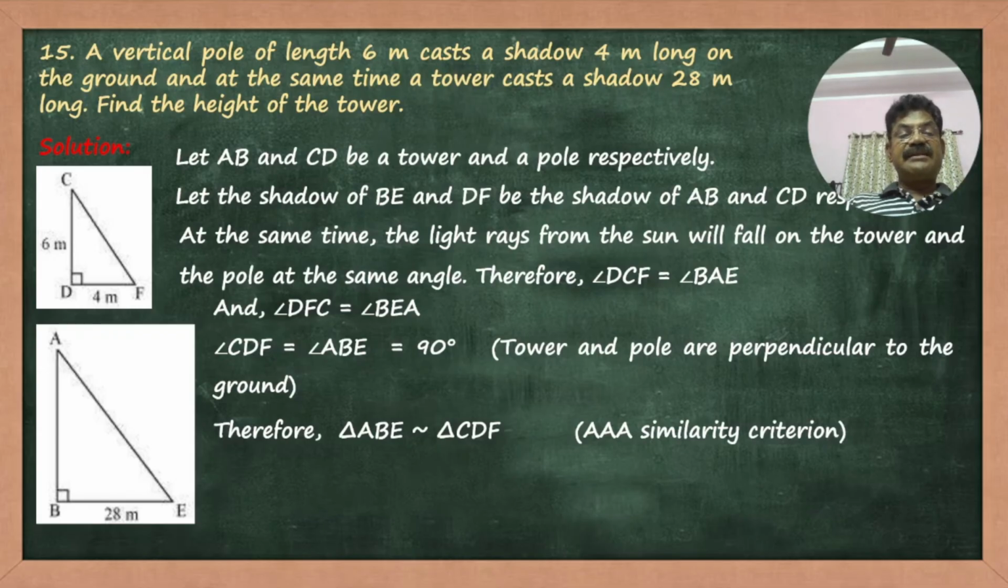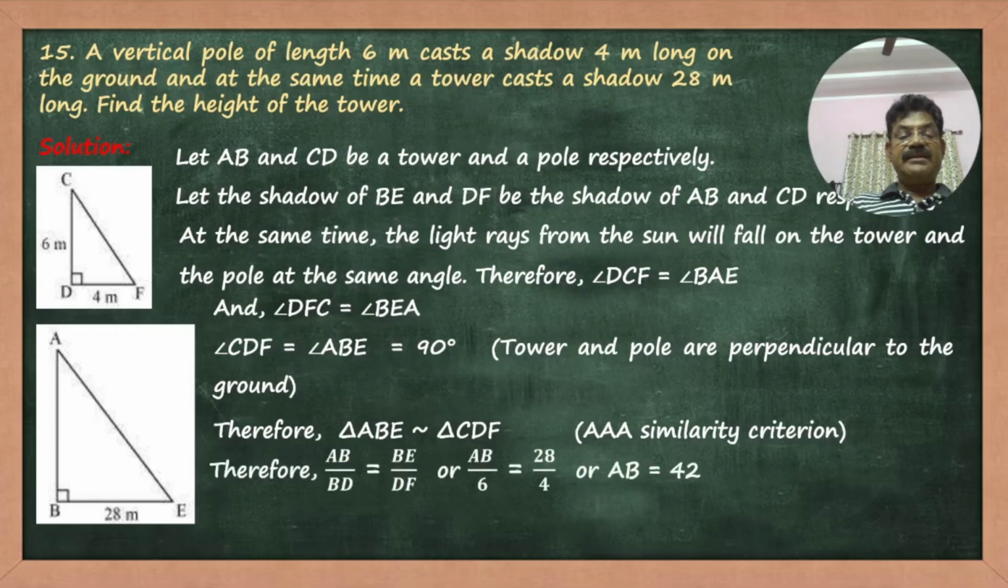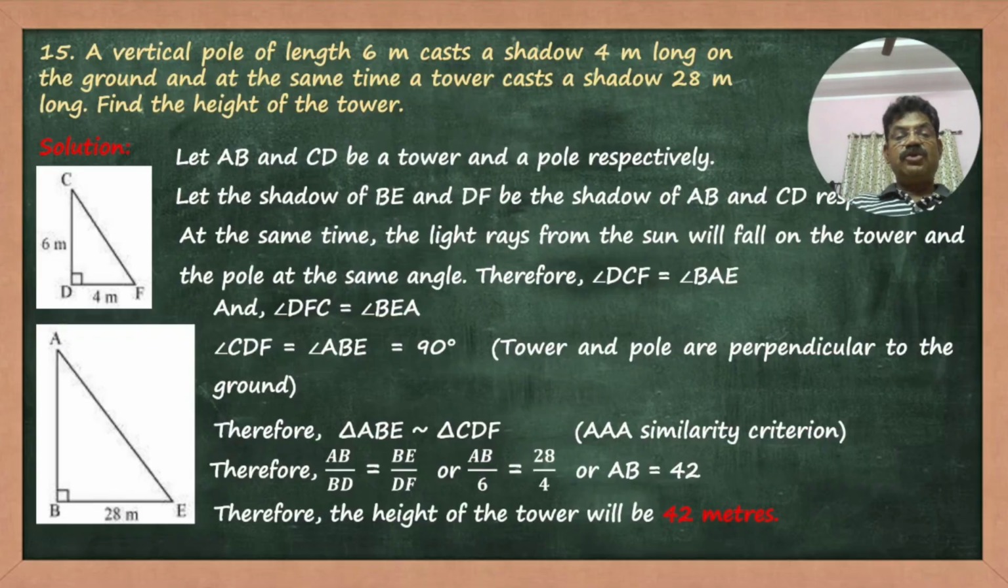Now these two triangles are similar, therefore the corresponding sides are in the same ratio. Now you can find the height of the tower like this. AB by CD is equal to BE by DF, or AB by 6 is equal to 28 by 4, or AB is equal to 42. Therefore, the height of the tower is 42 meters.